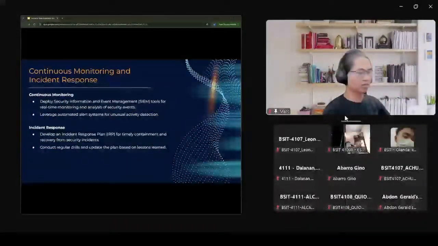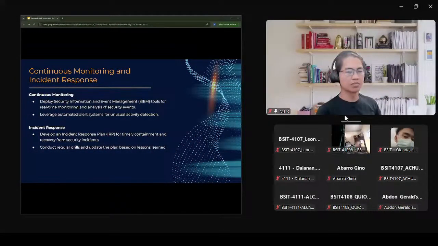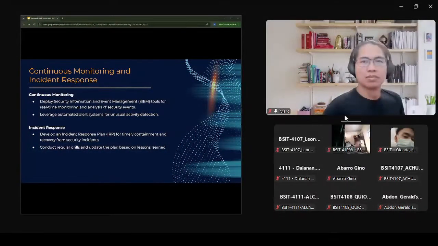Now, there are three components of an IRP. First, it's timely containment and recovery. The first priority during an incident is containment. It's stopping the breach or attack from spreading farther. For example, you're isolating compromised servers, which prevents malware from infecting the rest of the network.